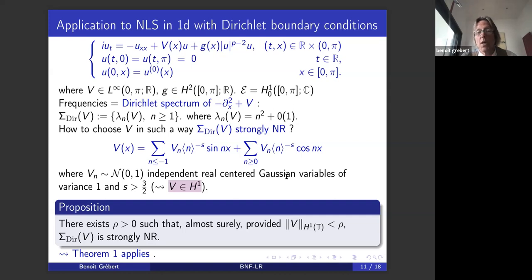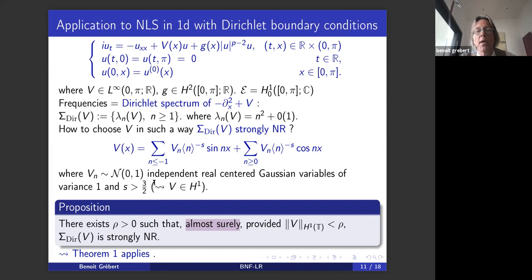And the proposition is simple. It's the following: there exists a rho strictly positive, so that almost surely, with respect to this Vn, provided that the norm of V is strictly less than rho in H1, then you have the Dirichlet spectrum, which is strongly non-resonant. So when you have this result, you have the theorem 1 as a consequence. So you have this result of stability. And I don't want to state again the theorem 1 in this setting.